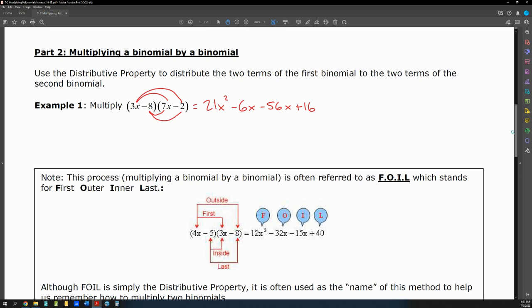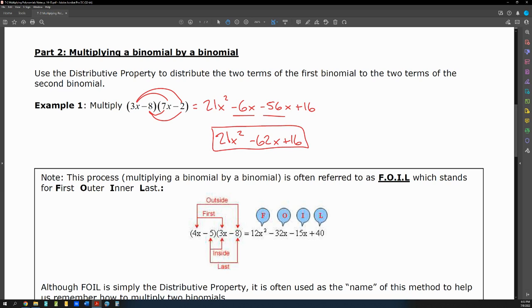Now we can simplify this expression here. I see a couple of like terms. When we simplify, we get 21x squared. Those x terms can be combined into negative 62x. And then our constant term, plus 16. Nothing to combine there, so it gets tagged along for the ride.